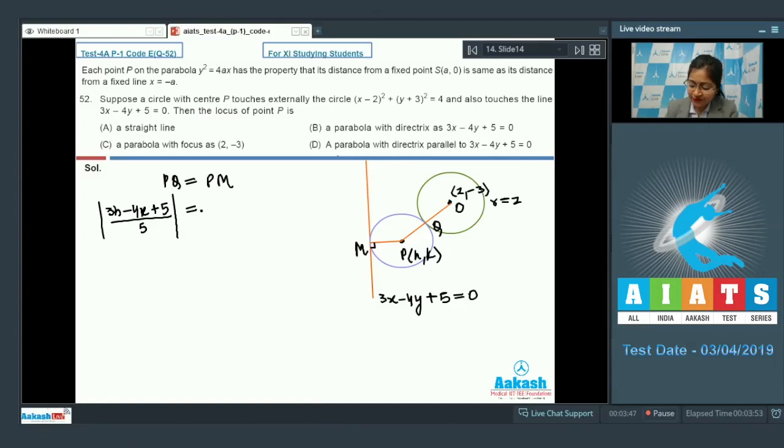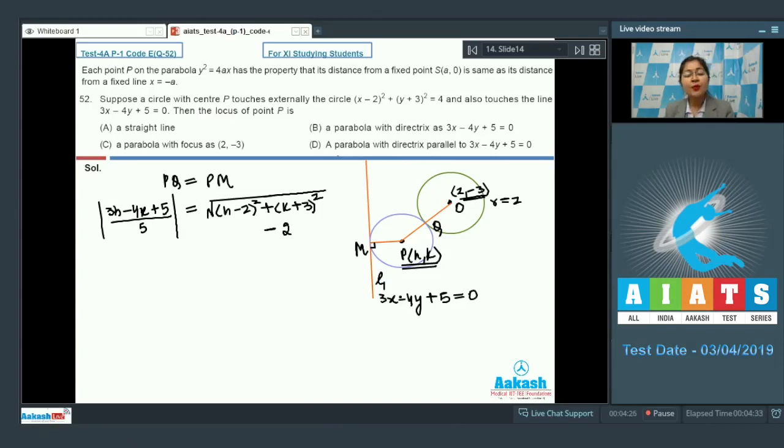PQ can be found by finding PO minus OQ. Now PO is equal to, by distance formula, under root of h minus 2 whole square plus k plus 3 whole square, minus OQ, that is the radius of the circle, that is 2. Here it will make two cases because we have modulus, but the question can be made simpler because we know that point P and point O are lying on the same side of the line L1, right? So they are lying on the same side, by the position of points.